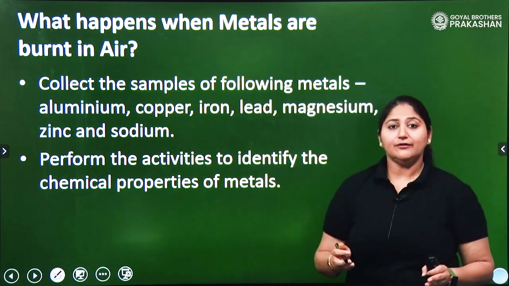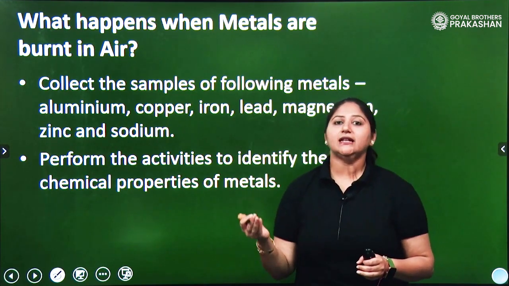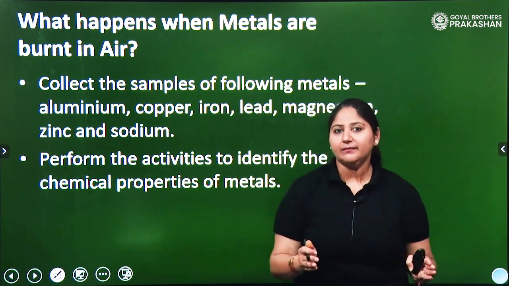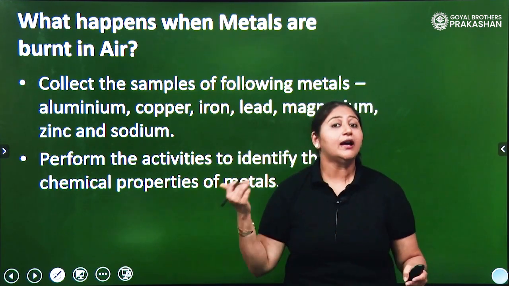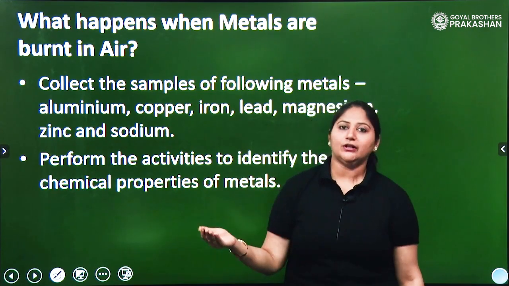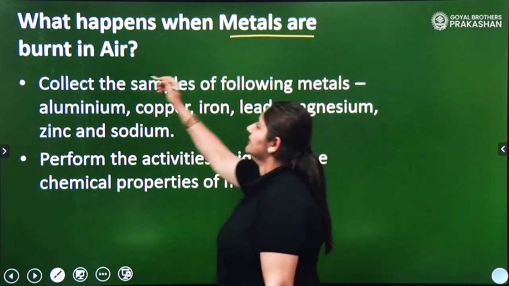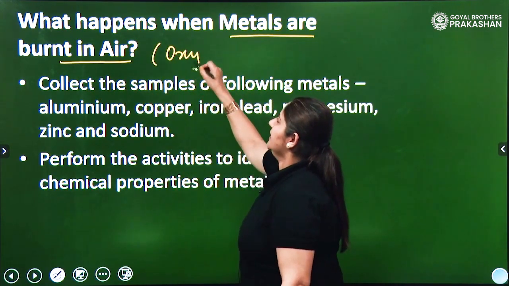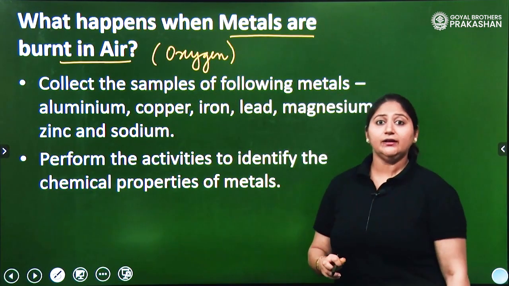So what we will do, we have to take a metal sample and then burn it in the presence of air. Children, burning in the presence of air means we need to burn it in the presence of oxygen. Why? Because oxygen is the supporter of combustion. So when we talk about burning metals in air, it means we are talking about burning in the presence of oxygen, right?